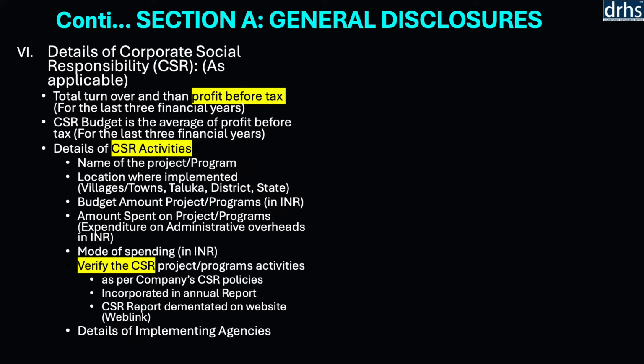Further asking the location, name of the place and the district of the CSR program or project executed, budget allotted and utilized, expenditure on administrative and overheads, and mode of amount spent in INR. Further, it also emphasizes that the CSR report is according to the company's CSR policy and is included in the annual report and displayed on the company's website.